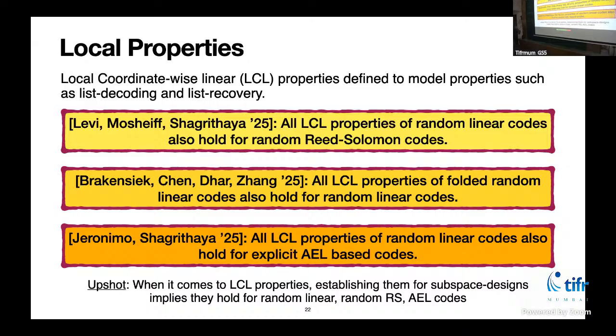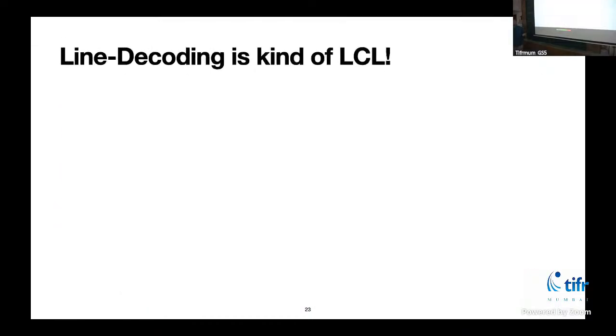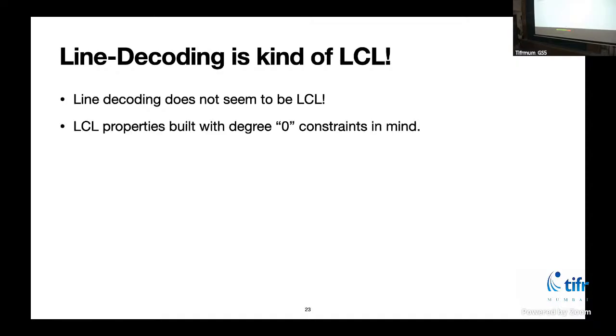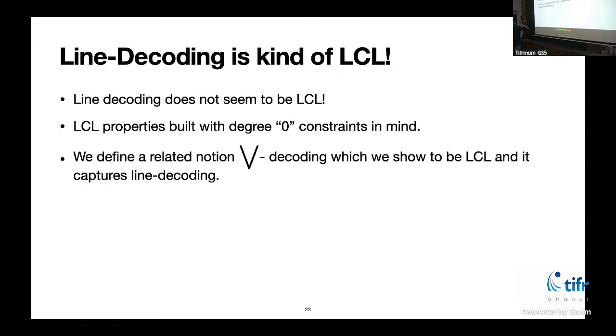So great, just show that line decoding is LCL. It's not exact, it's kind of LCL. Just because the framework was made with these zero-degree constraints in mind, it does not seem to capture line decoding immediately. It does not seem to be LCL immediately, because LCL properties are built with these equality constraints in mind. So we define a related notion which we call V-decoding, which is related to line decoding, which we show to be LCL, and it captures line decoding and vice versa, up to some loss in parameters.